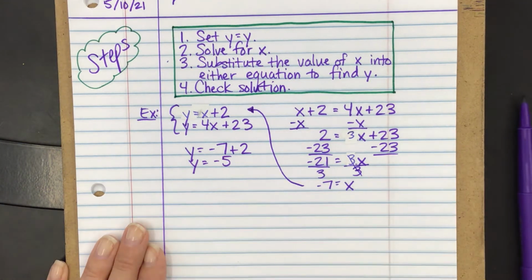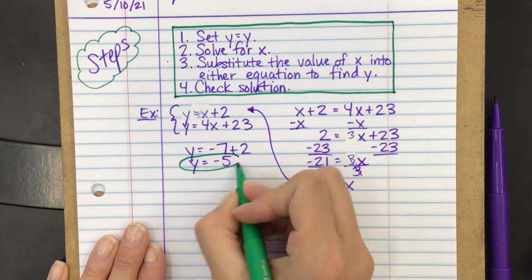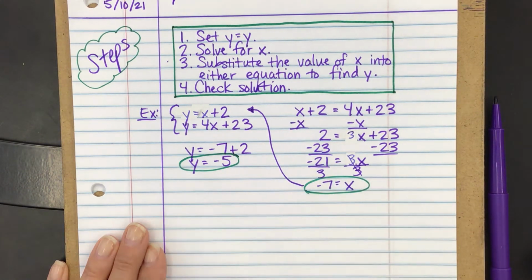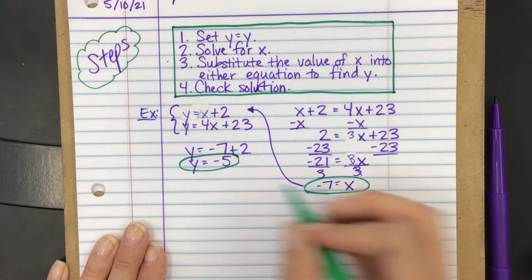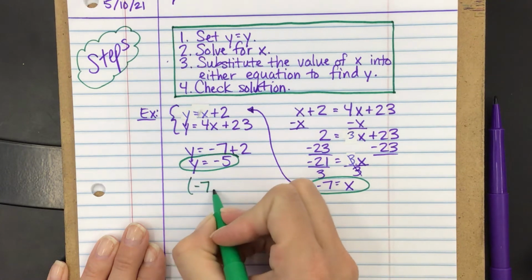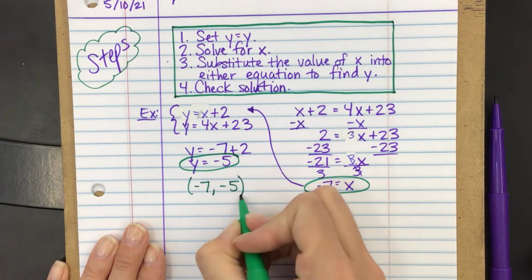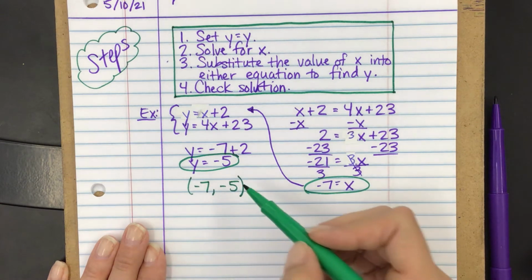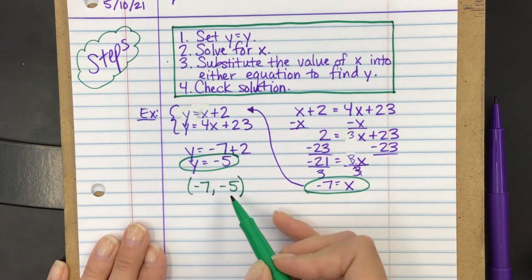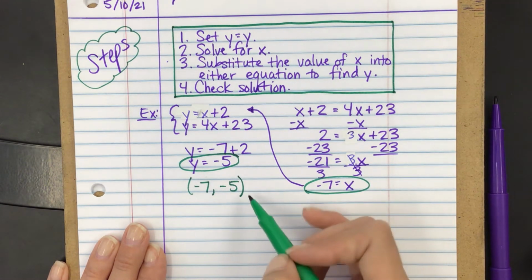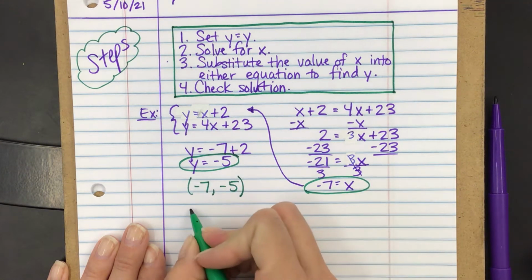So now given this piece of information and this piece of information, I now have my ordered pair. My x value is -7, my y value is -5. Now, I used that top equation to find my y value. So to check my answer, I'm going to use that bottom equation.